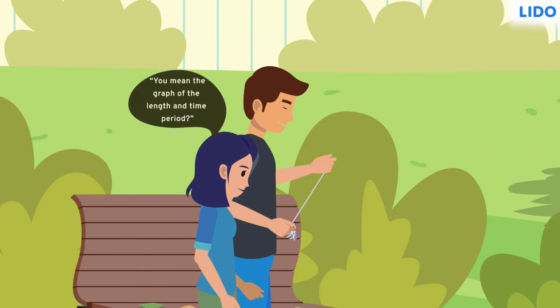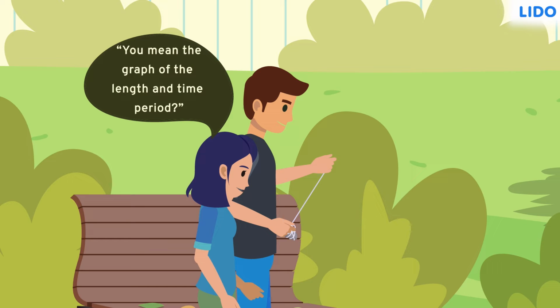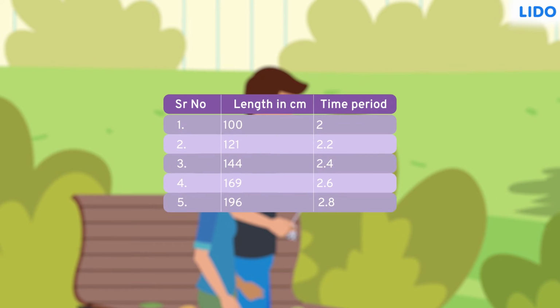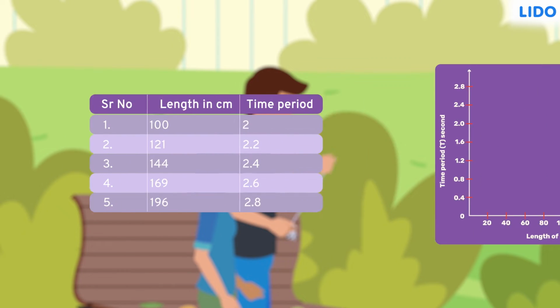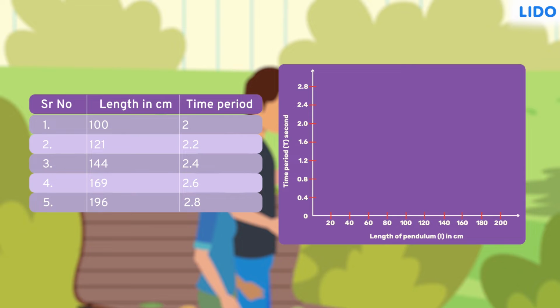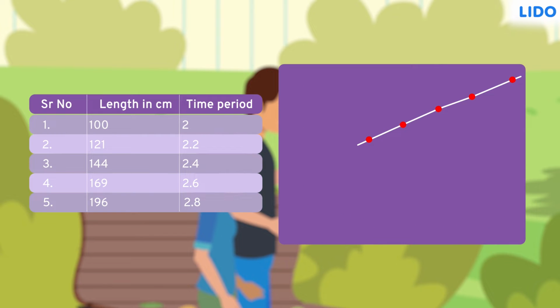Riya asked Rohan if the graph between length and time period in physics refers to the same. Rohan said yes. You take 5 different lengths and measure their corresponding time periods. Then you plot a graph of the time period of the pendulum against its length. This graph forms a curve called a parabola.